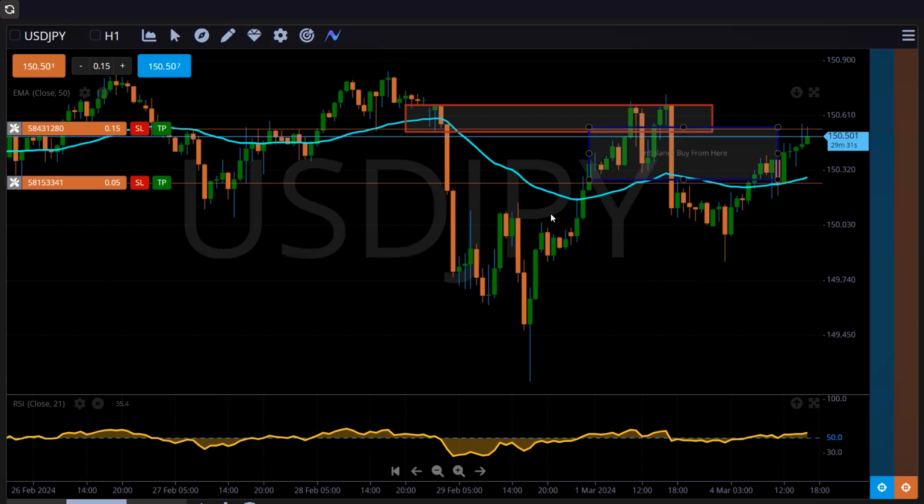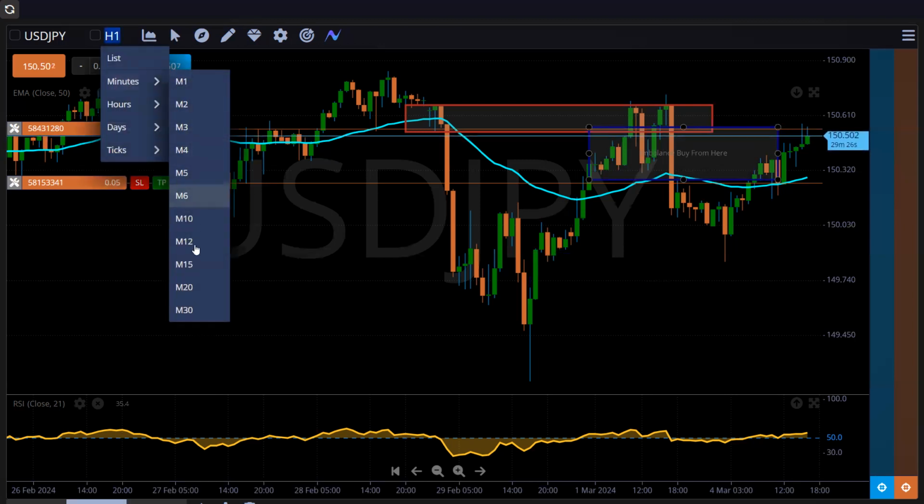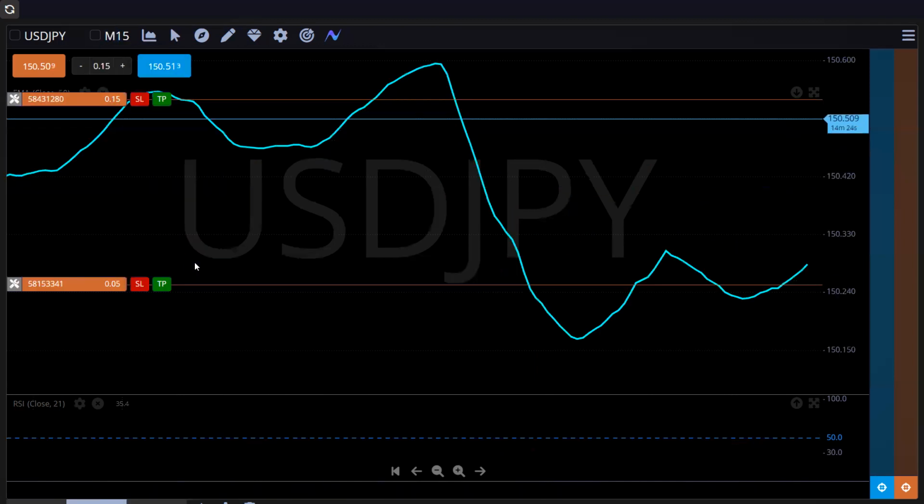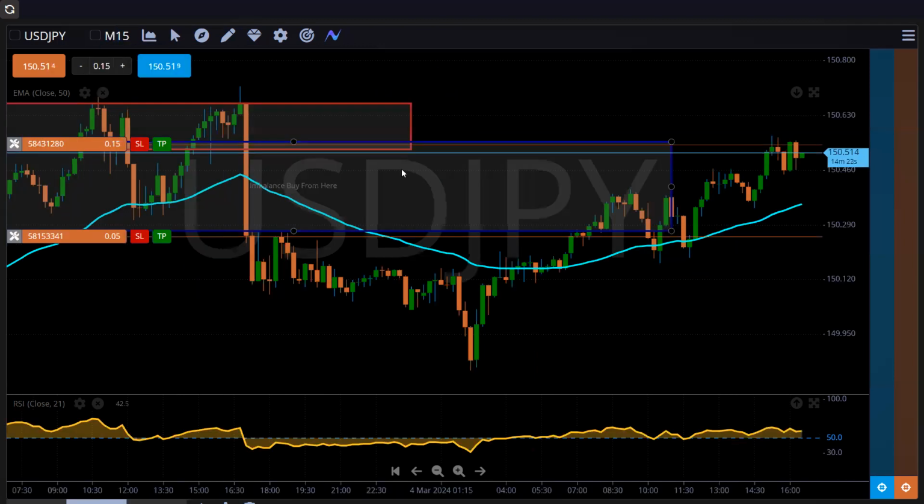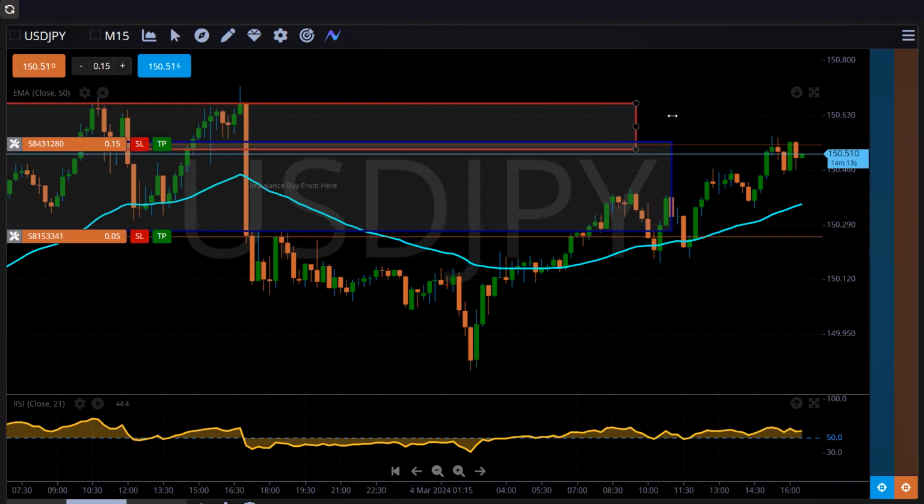We jump down to the lower time frame to have a clearer picture of what's happening right now. So 15-minute time frame. Here's the imbalance, or here's the supply way up top. Right. Price came into it. It's respecting it. I'm looking for it to pull down. So we'll see how it moves.